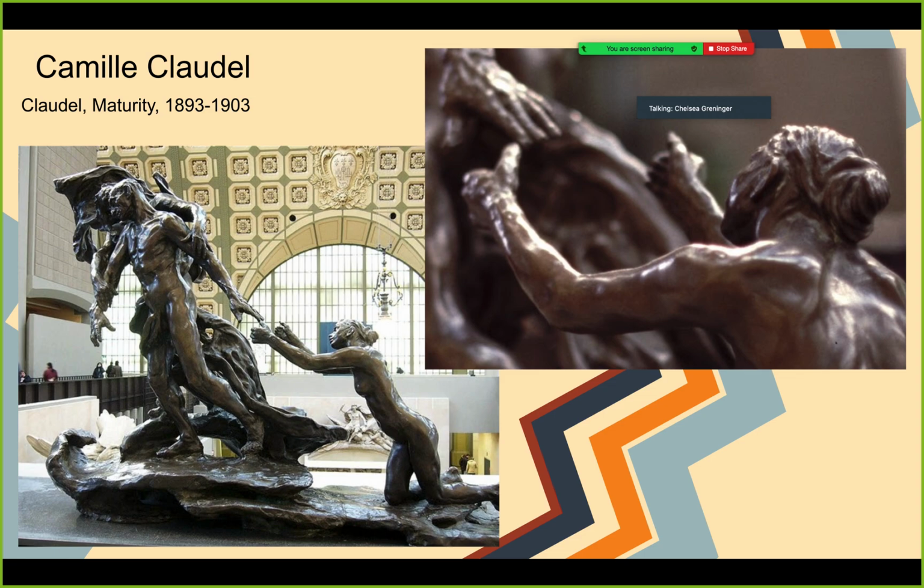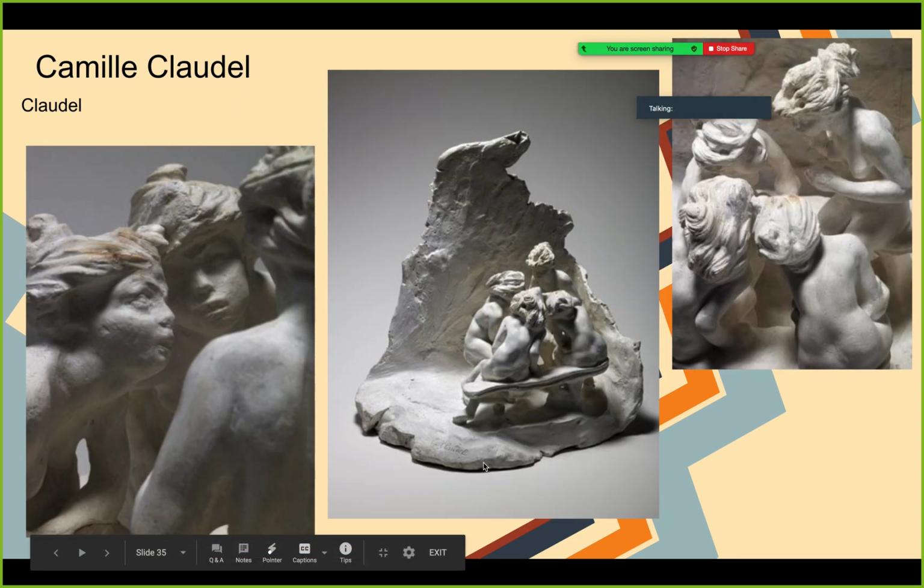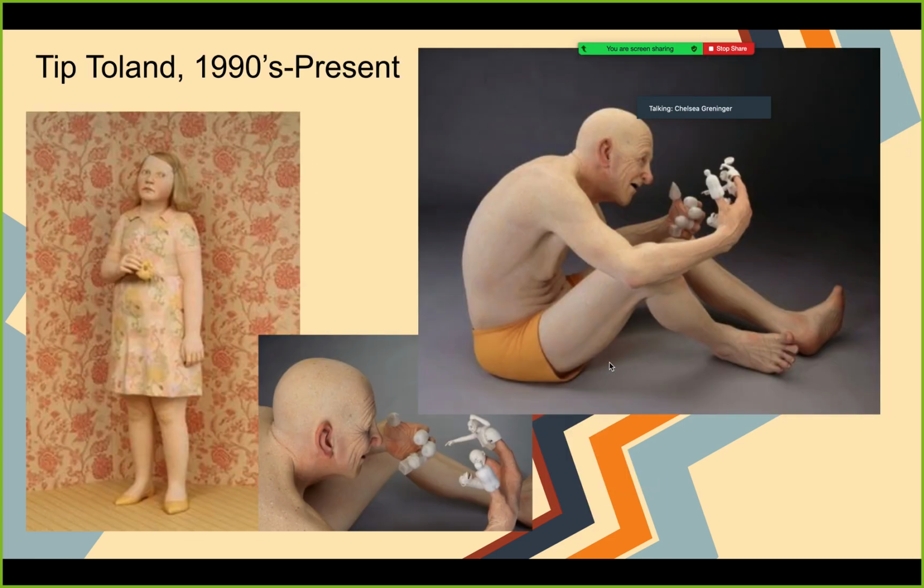This one's called Maturity. So we see this male figure, and it's hard to see this part, but this is the angel of death, and he's carrying him away. And then we see this younger woman kind of reaching for him. This is a small piece by Camille, probably a study for a larger piece, but this is a group of women. It's sort of in a cave, talking and gossiping and communing.